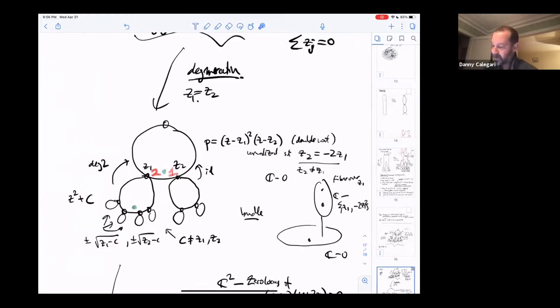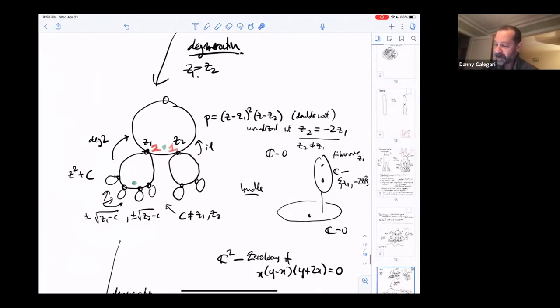And so the configuration space here is that Z1 and Z2 are two complex numbers. Z1 is a double root, Z2 is a single root, and the sum of the roots is 0. So Z2 is minus 2 Z1. So the configuration at the top level is just the space of the punctured complex line, C minus 0.